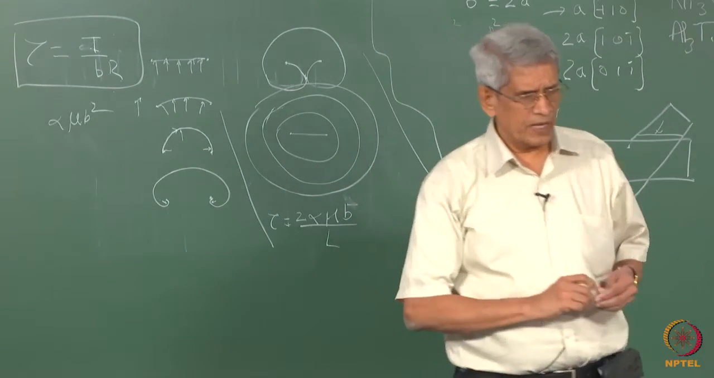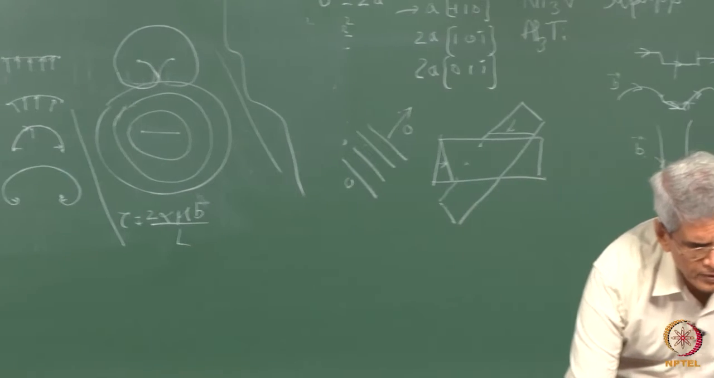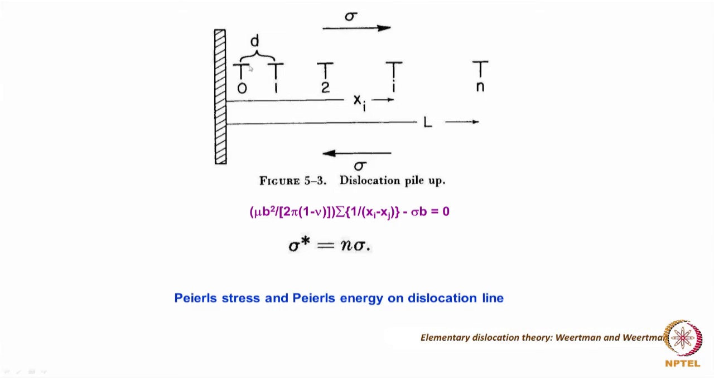That same arrangement which is being shown here, with the dislocation line perpendicular to the screen or coming out of that screen. When this sort of arrangement of dislocations is there, what is interesting is that all the dislocations have the same Burgers vector. Some stress is being applied.